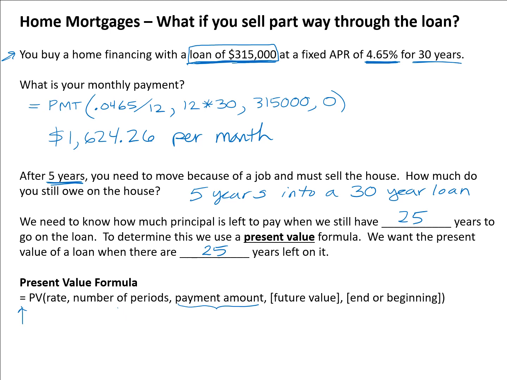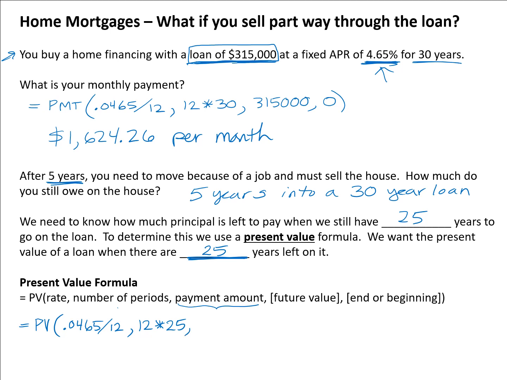Take out my arrows so I can have a little room to write. So we're going to say equals PV. The rate would be 0.0465 because it's 4.65%, but we want to do that as a monthly rate, so we divide by 12. Our number of periods is the number of payments left on the loan. Remember, there's 25 years left, and we're paying off every month, so that would be 12 times 25. So we have 25 years of 12 payments each left.